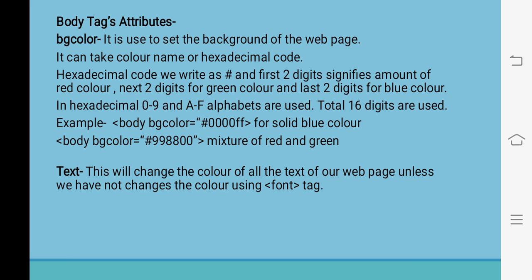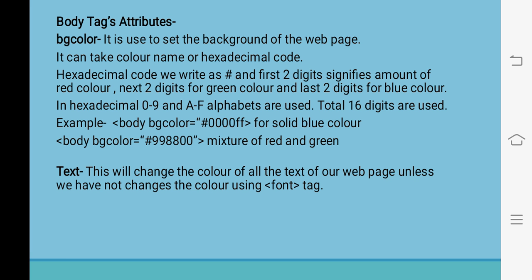We can use any one of them, 0 to 9 and A to F alphabets. And how we will use, suppose we have to show the solid blue color, then we can use body tag space bg color attribute, double quote hash. First 2 digits 0 are showing for the red color, next 2 0 are showing for the green color, and we have used two F's for the blue color. That is the reason it will show solid blue color. So this way also we can give the value to the BG color attribute.